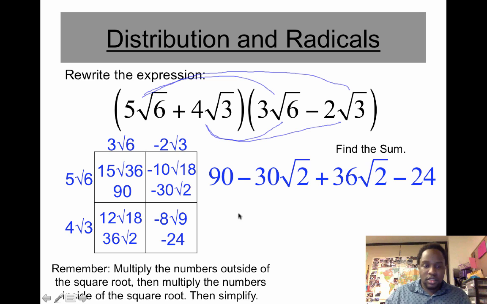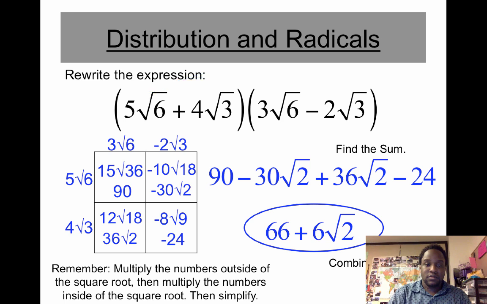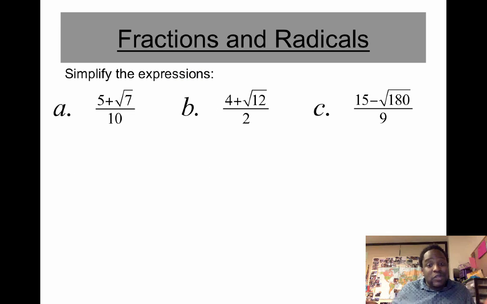So we have 90 minus 30 radical 2 plus 36 radical 2 minus 24. We can combine like terms. So the like terms are going to be 90 and negative 24, as well as negative 30 radical 2 and 36 radical 2. So we'll get 66 plus 6 radical 2. Whew, I know. It's complicated. There's lots of things going on. But basically, this is FOIL. We're just doing multiplication a bunch of times over. And if you didn't realize, not only is this going to help you for geometry, but it's also going to help you for your algebra diagnostic test, because there's radicals on it as well.